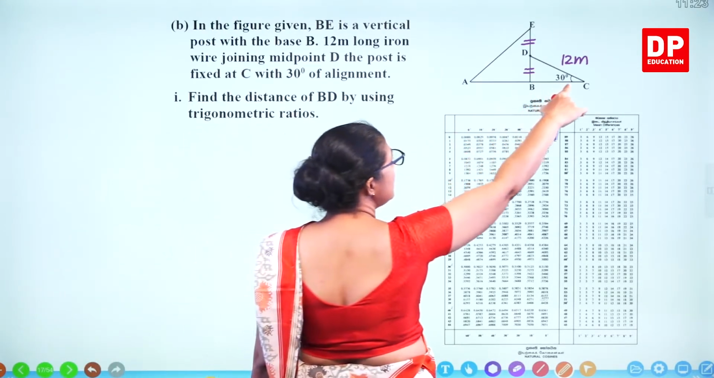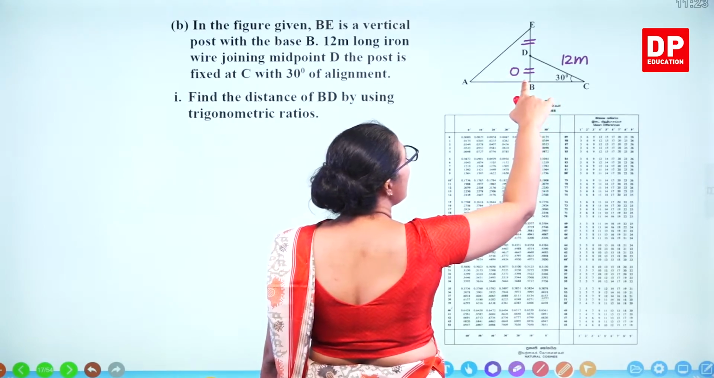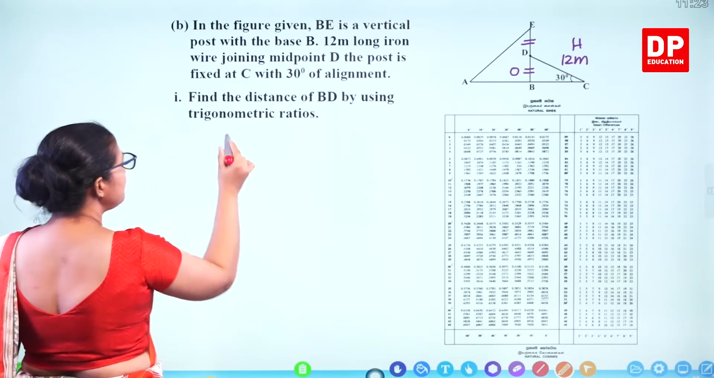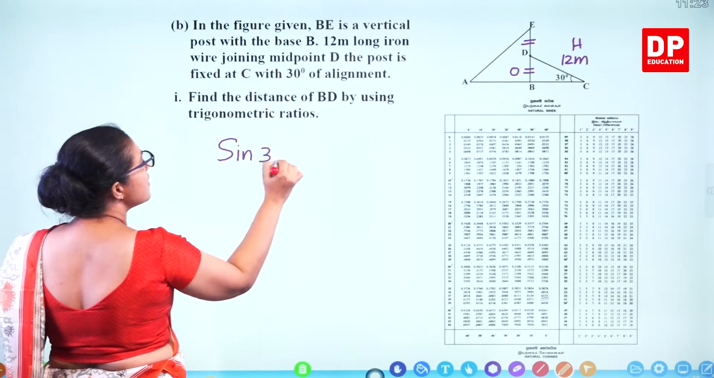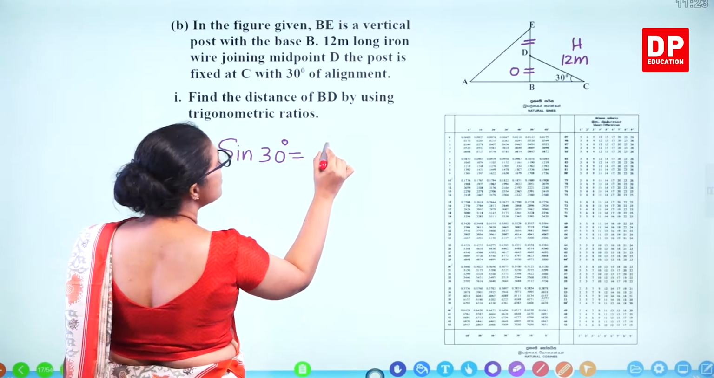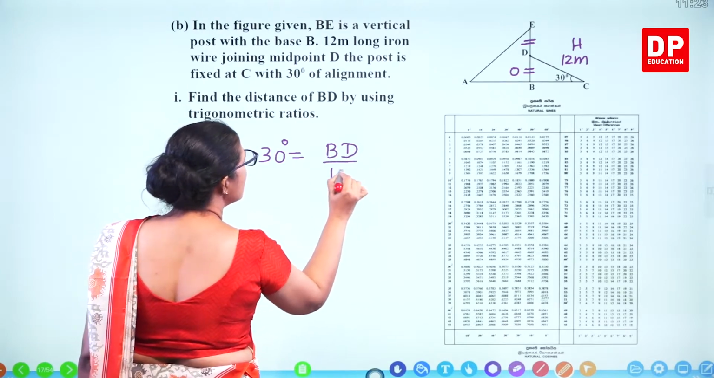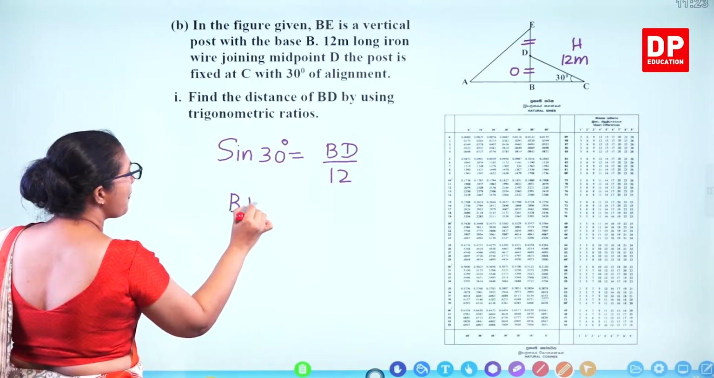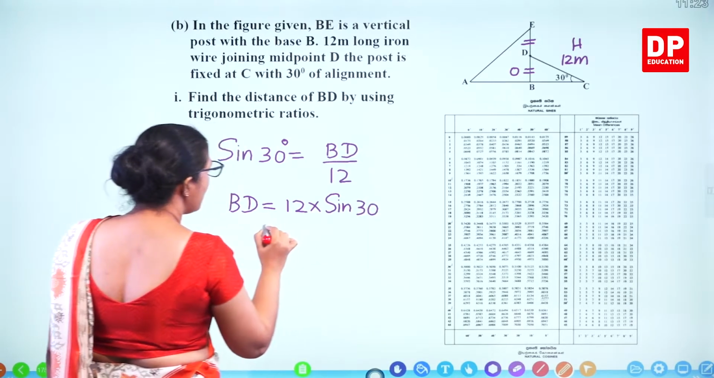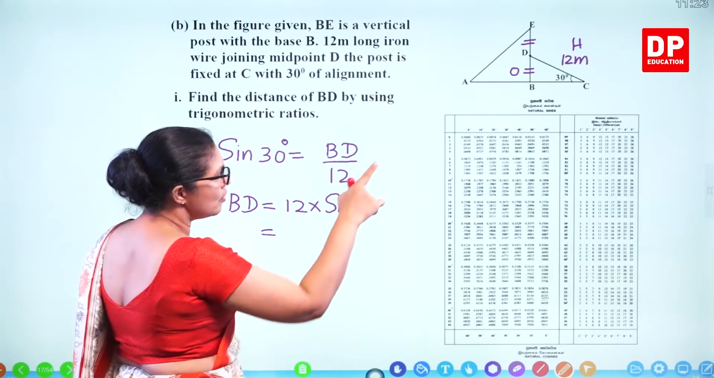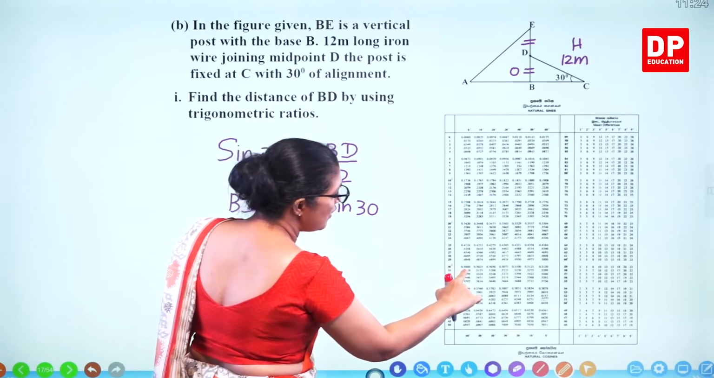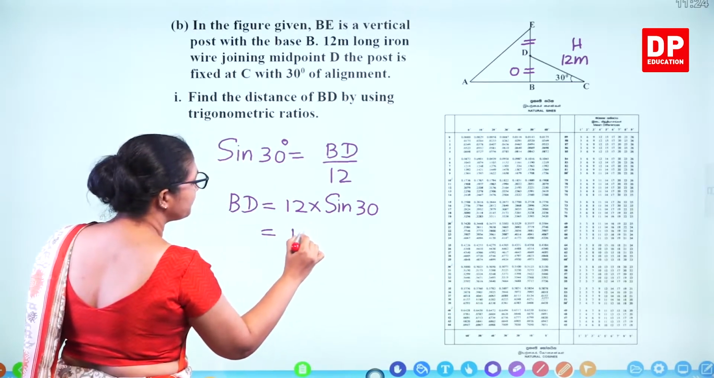To this angle, this is opposite and this is hypotenuse. So what is the ratio? Sine. Sine 30 degrees is equal to opposite. That's BD over 12. So what is BD? 12 times sine 30. Now you can refer to the table, sine 30 value. So natural sines, 30, 0.500.